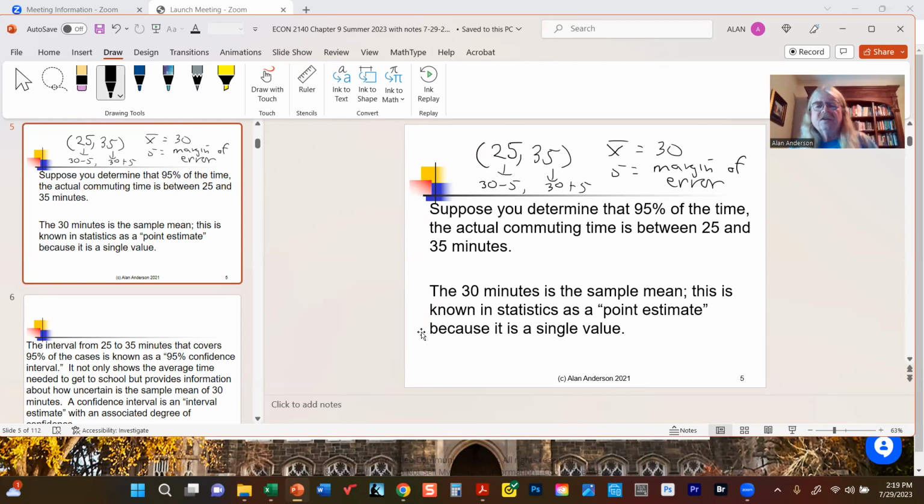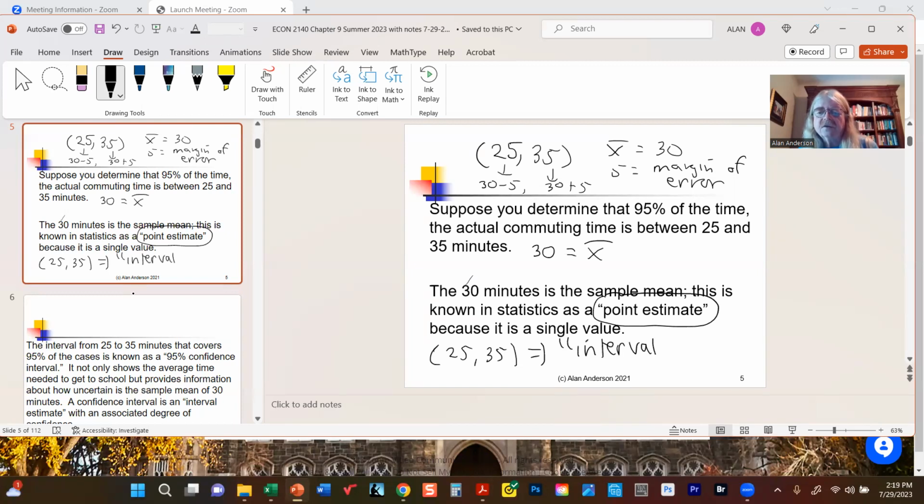So, by the way, here's an interesting point of terminology. The 30 minutes that we're used to seeing for our X bar is sometimes called a point estimate. The point refers to the fact that it is a single number. The fact that it's an estimate is because we don't know what the true population mean really is. So this is an estimate. 30 minutes is our estimate, but the word point is used to describe the fact that this is a single number. Well, if that's the case, the entire interval itself would be referred to as an interval estimate, because it's clearly an interval and it's also an estimate.